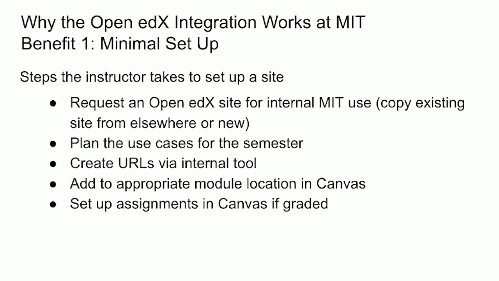And so the first area of benefit is just on the instructor side, just the process of really requesting your site for Open edX that you can have. Then you plan, how am I going to use materials? Ideally, these materials already exist. You're not creating a new Open edX site, but we already have a lot of materials. Then you create the URLs to use with Canvas and add it to the modules section of Canvas, and then go through, and if it's graded, you can connect that to the grading and assignment section of Canvas as well.